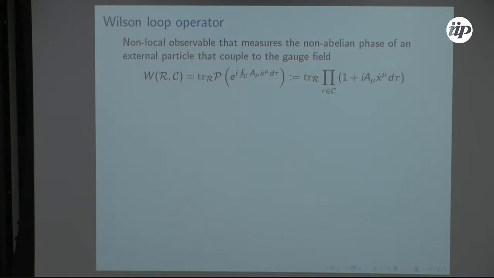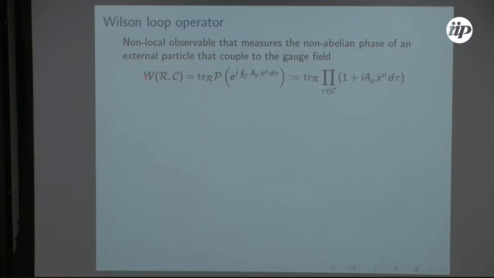Well, Wilson loops are non-local observables in any gauge theory defined through the holonomy of the gauge potential. So a Wilson loop measures the non-abelian phase that an external non-dynamical particle gets when it is forced to move along some contour.